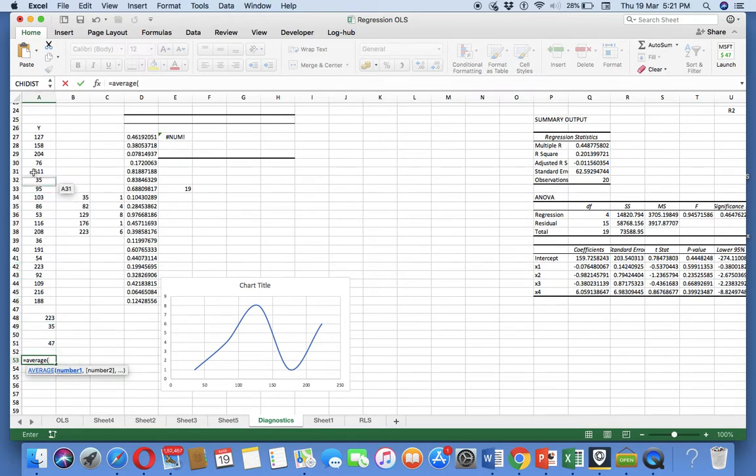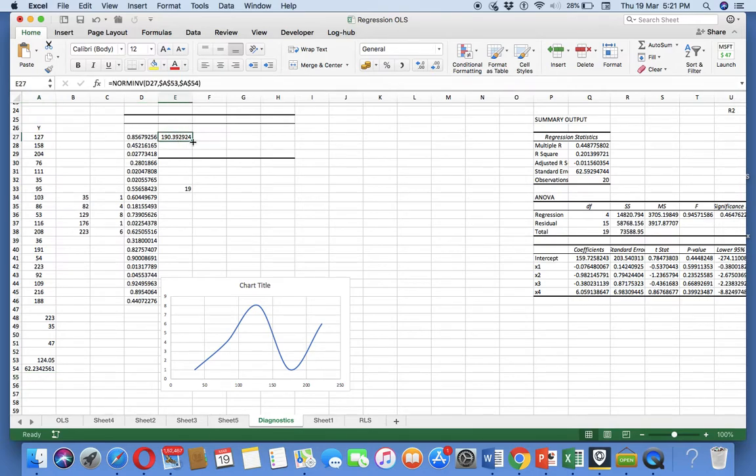I'm taking an average of the data. So the mean of this dependent variable is 124 and the standard deviation is 62.5. So based on that, this would be the generated data.